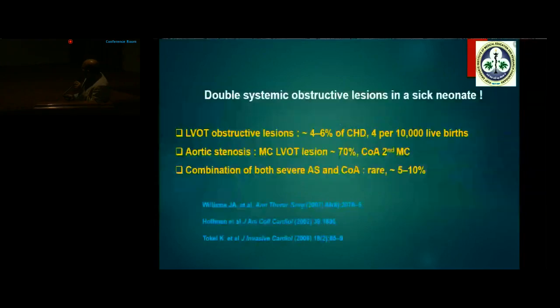So this is basically a double systemic obstructive lesion in a sick neonate, isn't it? If you review the literature, the obstructive lesions contribute about 4-6% of congenital heart disease, roughly around 4 per 10,000 live births. Aortic stenosis being the most common one, around 70%, followed by coarctation of aorta. Combined is very rare, 0.4 per 10,000, that is 5 to 10% of total LVOT obstruction is contributed by AS with coarctation. So what options do we have?